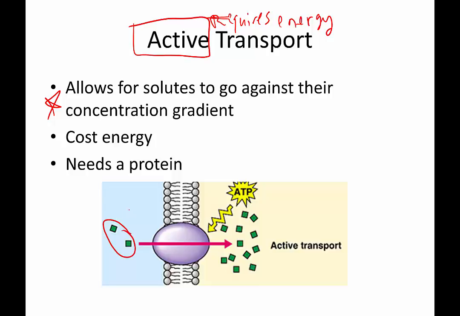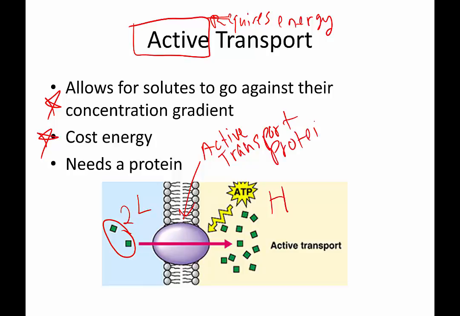So we have two green molecules on the left and a bunch of green molecules on the right. So we go from the area of low to the area of high. So essentially we're going from the area of low solute concentration to the area of high solute concentration, which is backwards from passive diffusion and facilitated diffusion. And because you're going from low to high, this costs energy. So here we actually have an active transport protein, and you can see it's using ATP to drive this process. So active transport requires a protein as well as energy to occur.